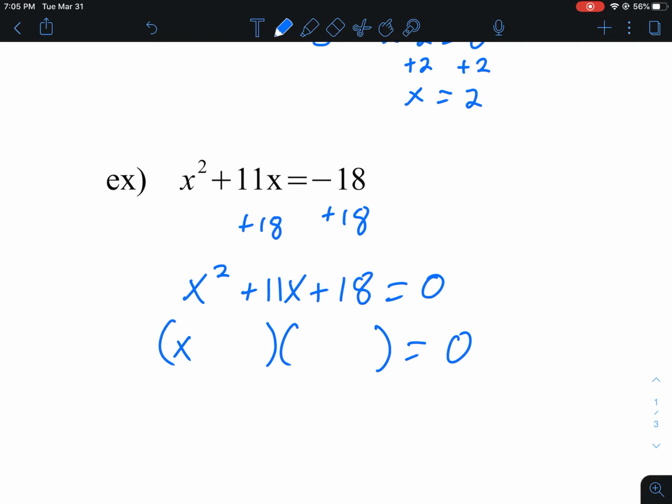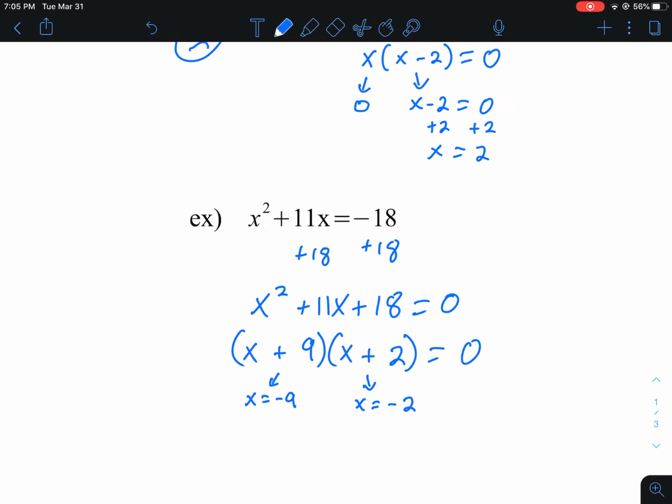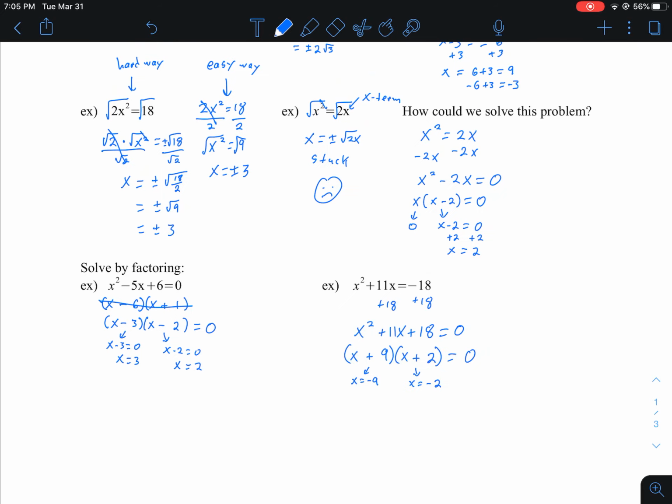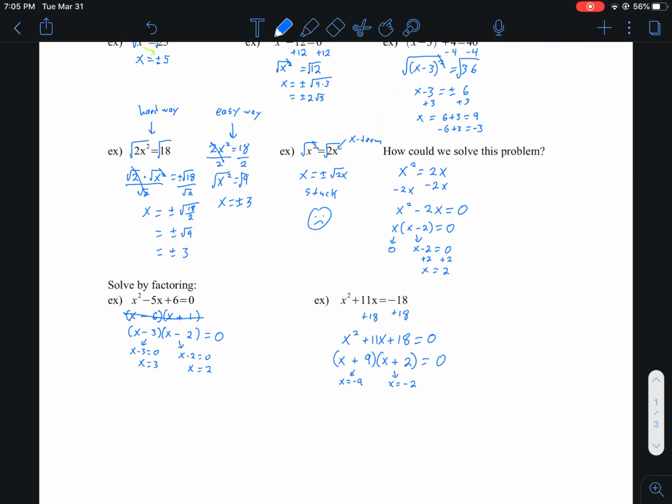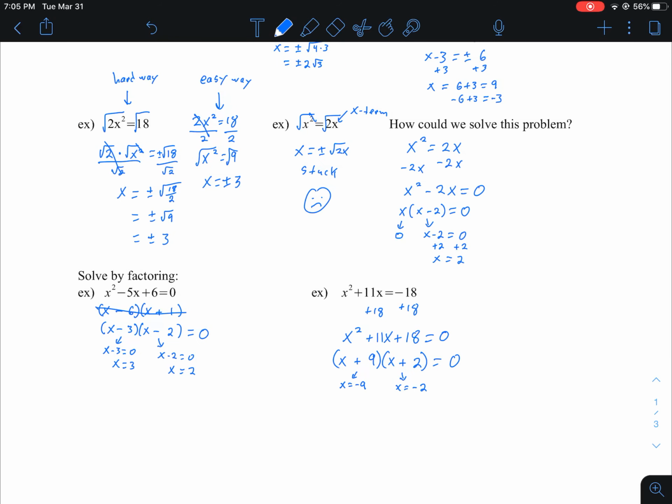We'll see what happens. X times x is x squared. 6 times 3 is 18, but so is 9 times 2, which looks much more promising because 9x and 2x is the 11x. So what makes this part 0? -9. And what makes this part 0 is -2. And we've done it. Notice that all of these problems have two answers.